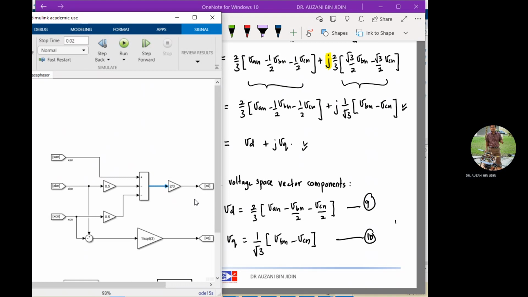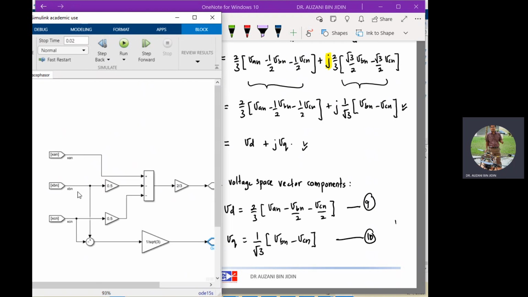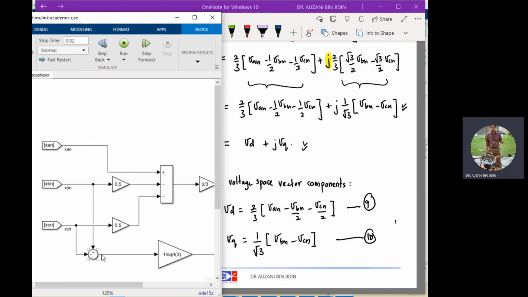Okay, clear? Then for VQ, you can apply equation 10. You construct the bracket term here, the difference between VBN and VCN. So this is the bracket term, VBN minus VCN. Then you multiply by 1 divided by square root of 3.